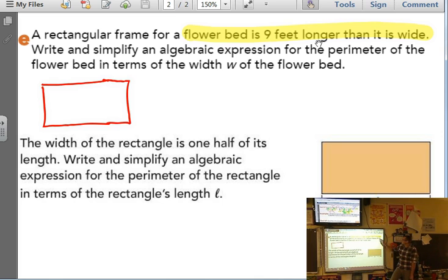How would you represent the width in this situation? W. Sure, let's say it's W. So then, how could we represent the length? L.